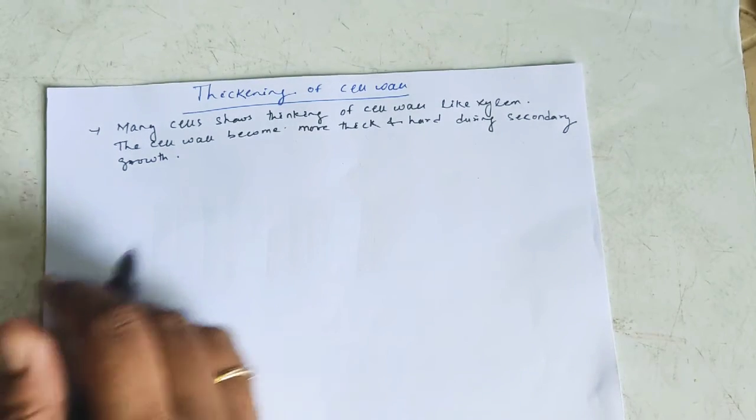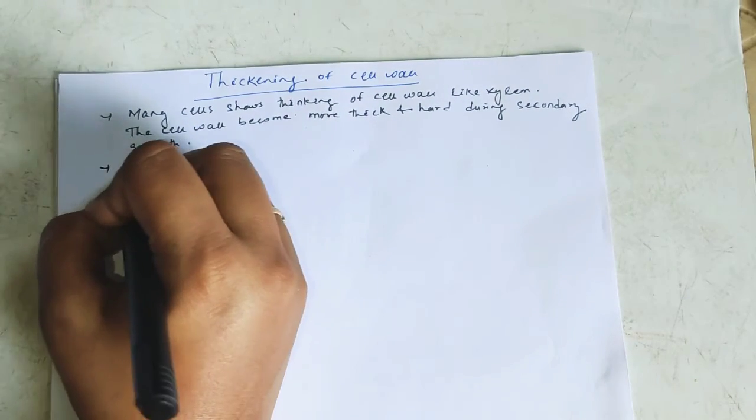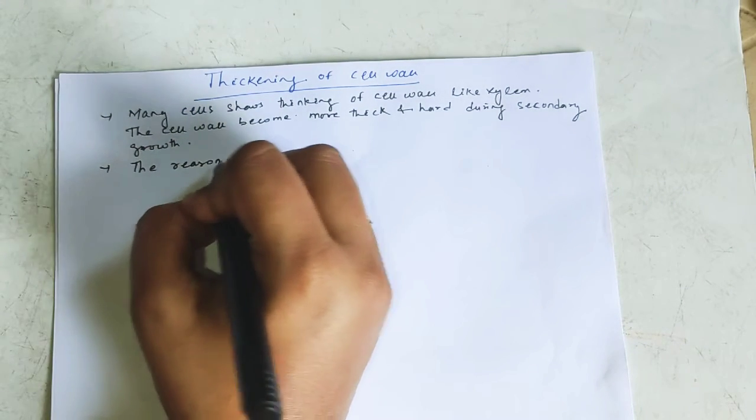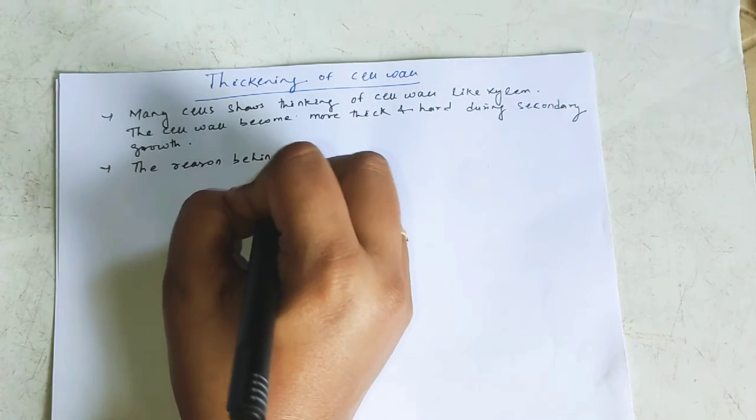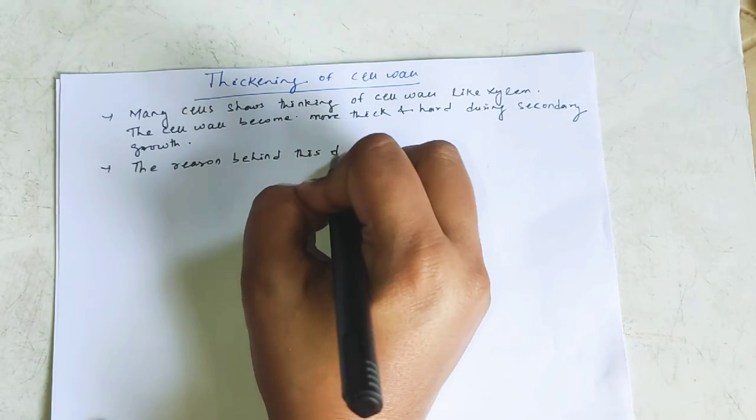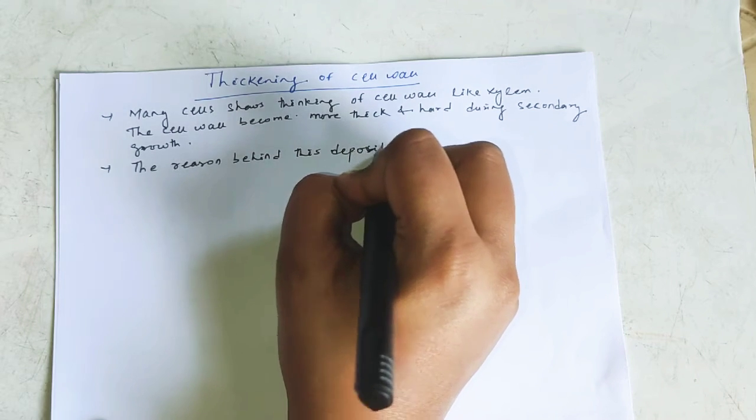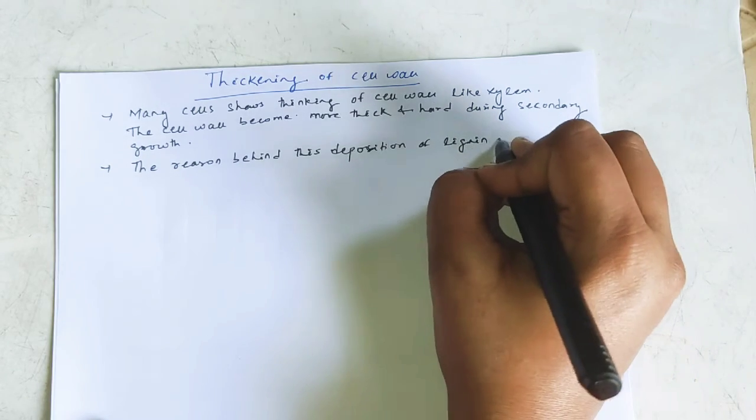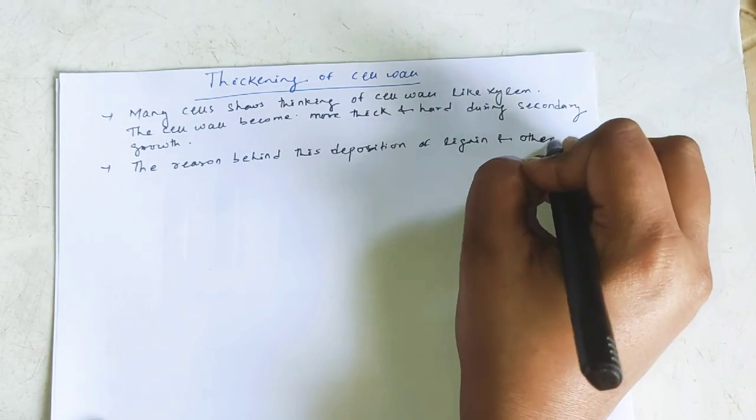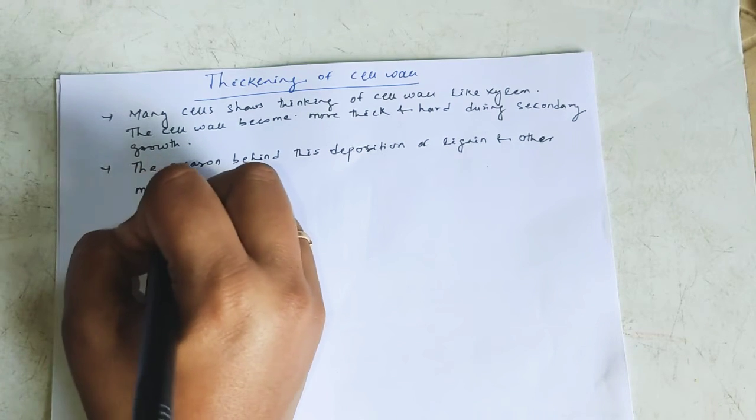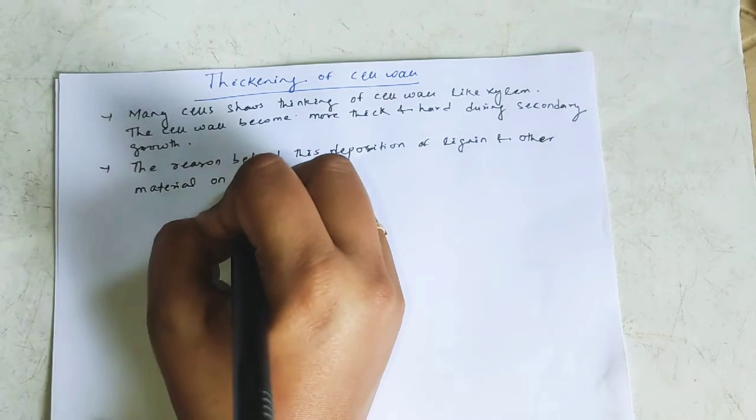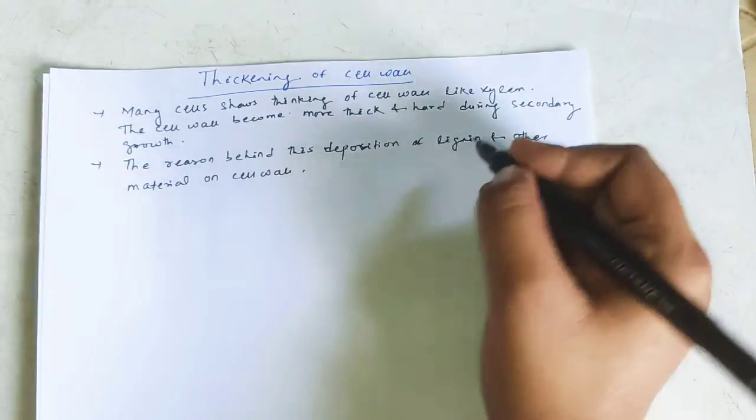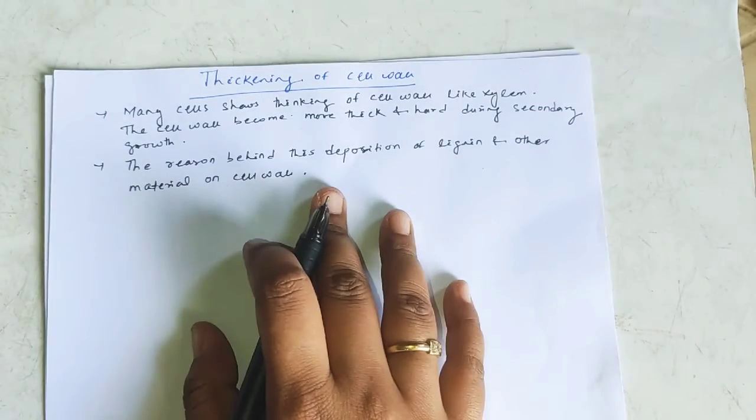Clear up to this? Okay, and what is the reason behind this result? This deposition of what? Lignin and other material on where? Cell wall. Okay, so the deposition occurs of lignin and also the other material.